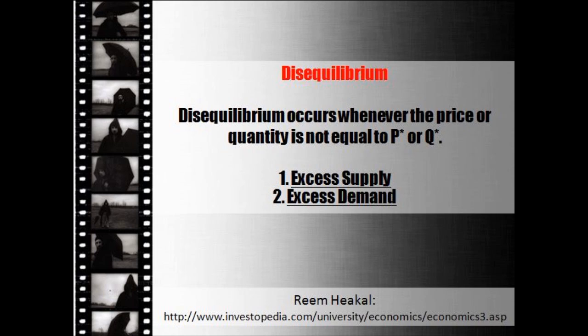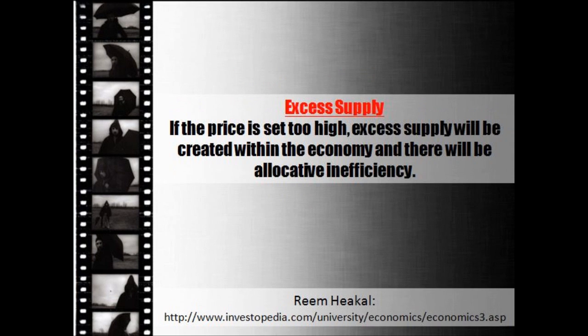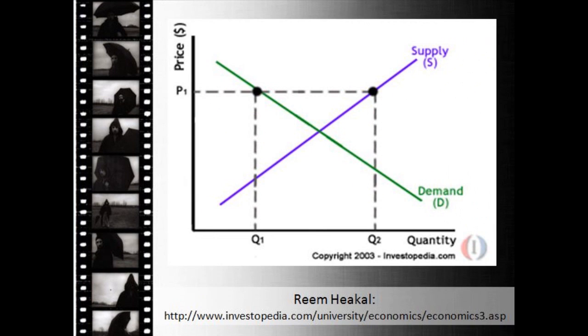There are two kinds of disequilibrium. The first is excess supply, and the second is excess demand. For excess supply, if the price is set too high, excess supply will be created within the economy and there will be allocative inefficiency. This is a sample of the excess supply.